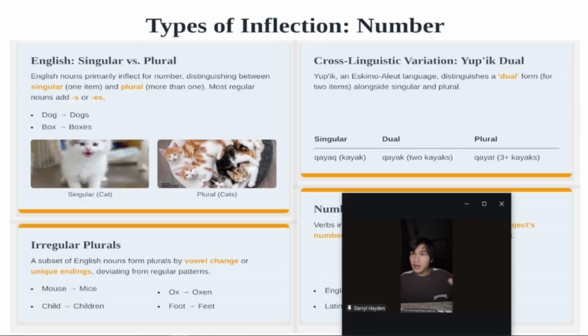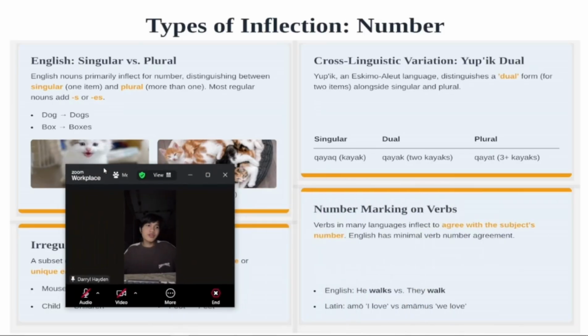But in other languages, like Yupik, there's a new number inflection category, which is dual, used when there are two items. Singular is kayak, dual is kayak with a different form, and three or more is plural. So unlike English, where they only count one and more than one, in Yupik they count one, two, and then more than two. Okay.